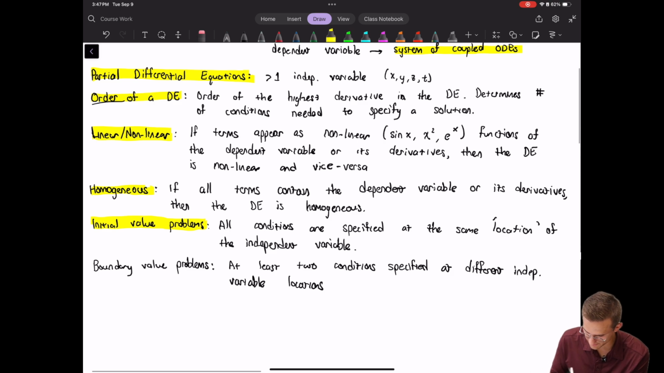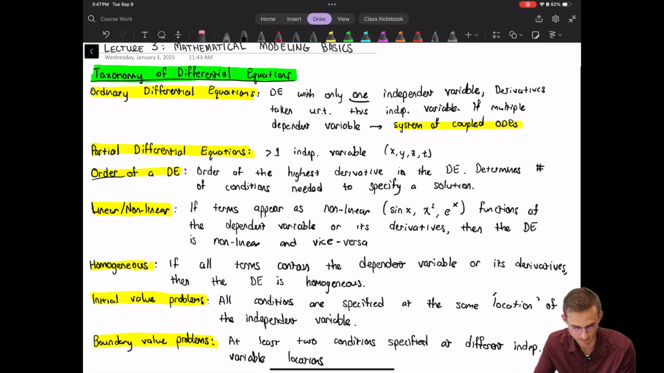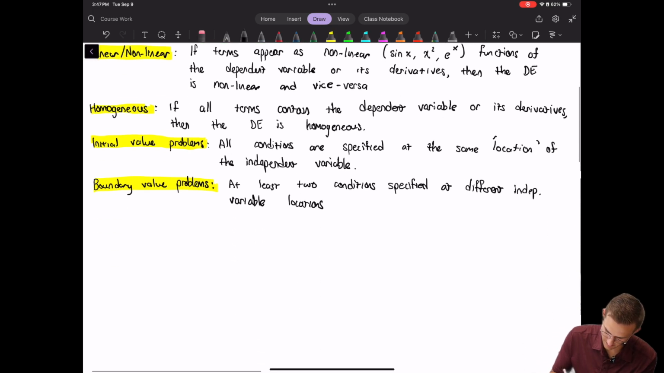Okay, so for now that should get you all the way there with differential equation categorization. Okay, so let's, as promised, move on to some modeling examples.